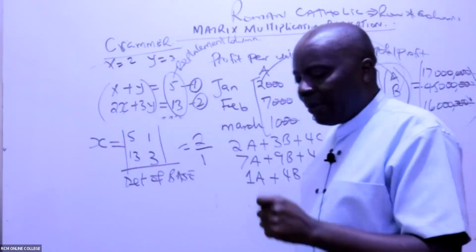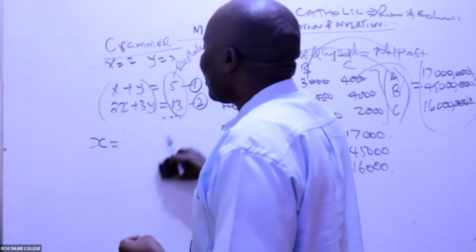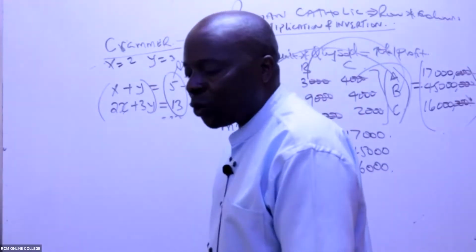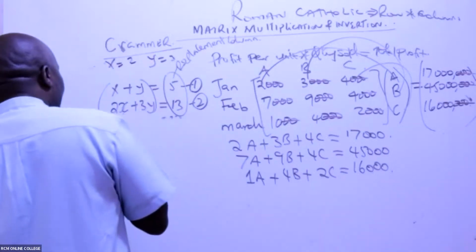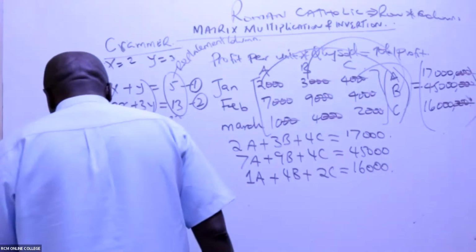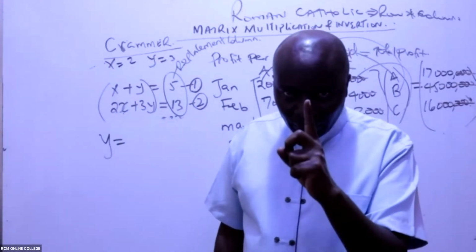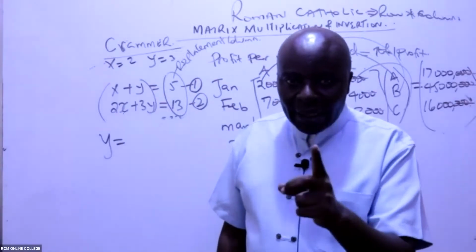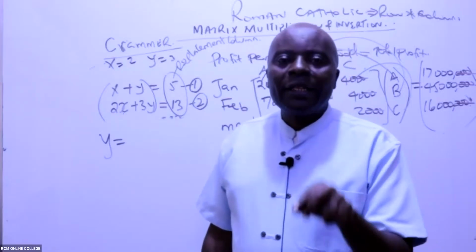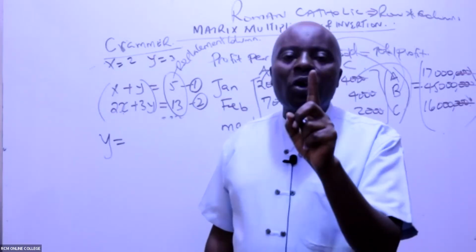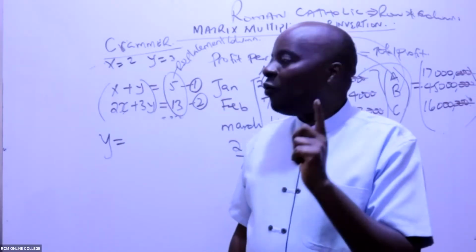Please listen. My good students, listen. What if I want to get y using Cramer's way? This is how we shall get the value of y. Under Cramer's rule, there must be a column that disappears. So if I'm after y, then we must bury the column of y.